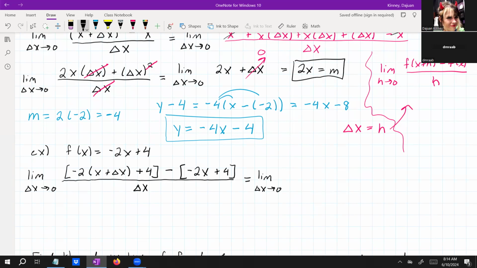So distribute, I get negative 2x minus 2 delta x. I don't distribute to the 4 because it's not with the parentheses. Distribute my negative sign.